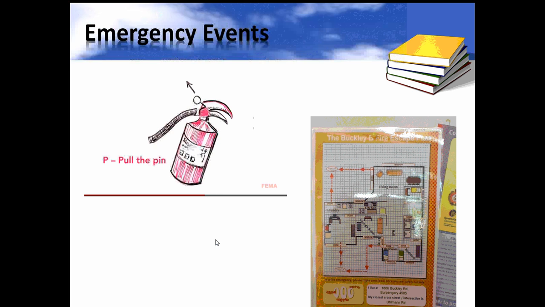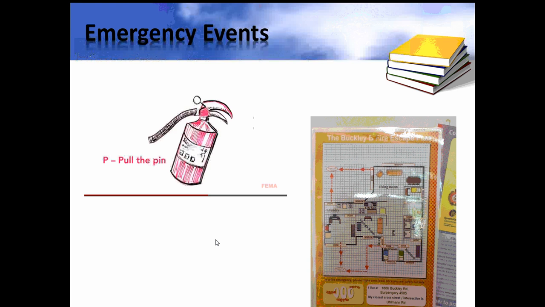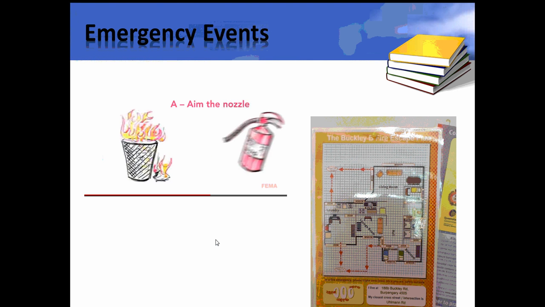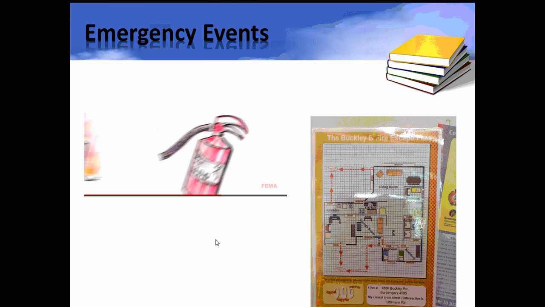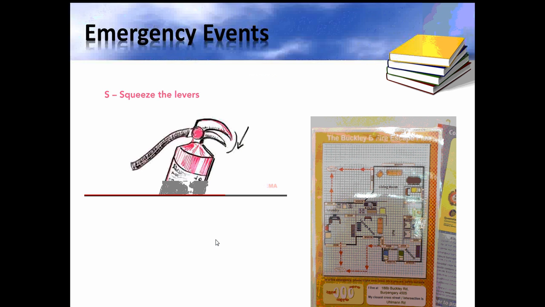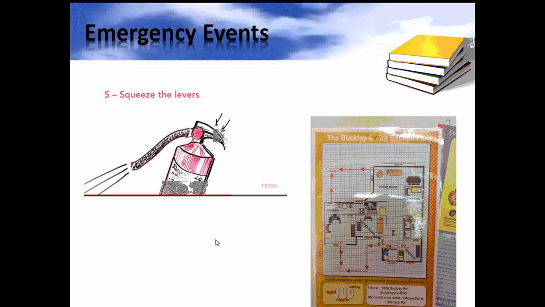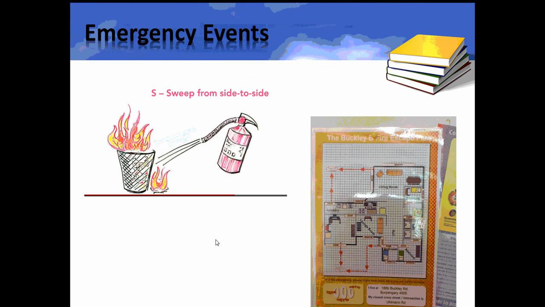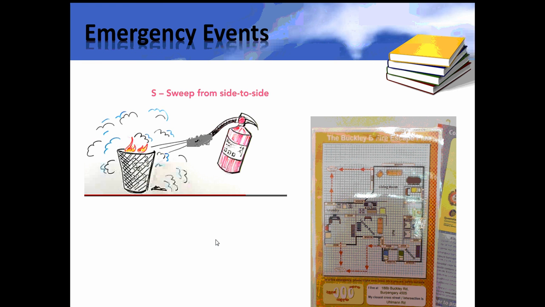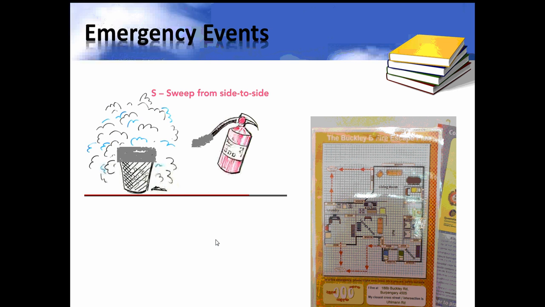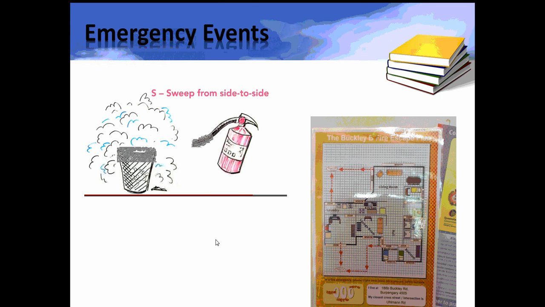Now they talk about the power system. P, pull the pin. Stand about 8 to 10 feet from the fire, don't get too close, and aim the nozzle at the base of the fire. Once it's aimed at the base of the fire, squeeze the levers. You keep your distance from the fire and you move the nozzle side to side. You discharge the extinguisher till all the contents have been extinguished.